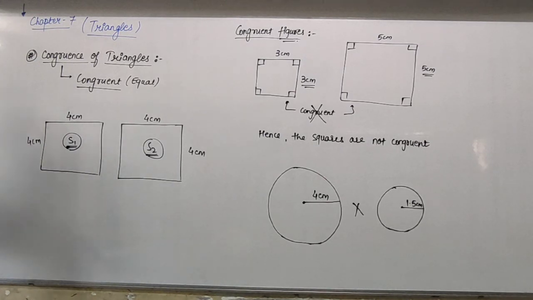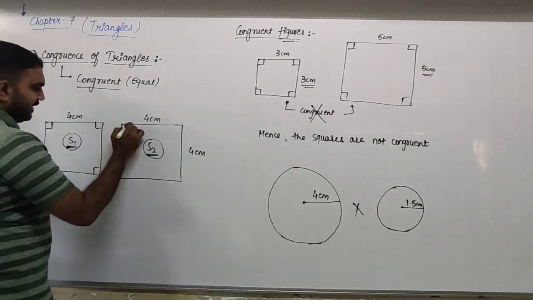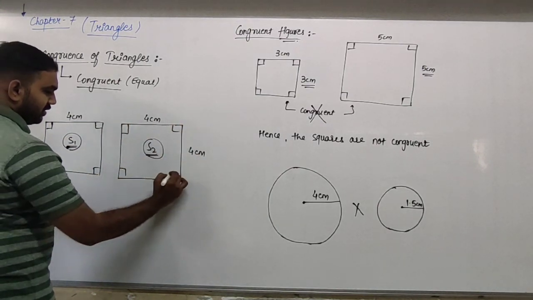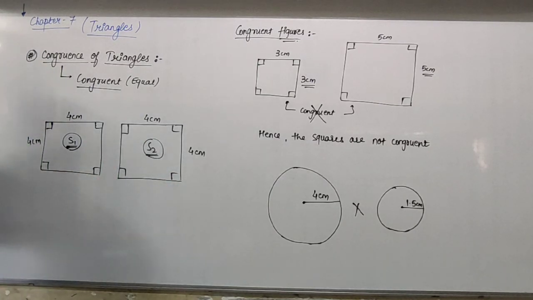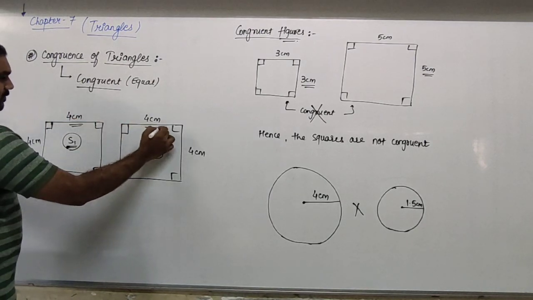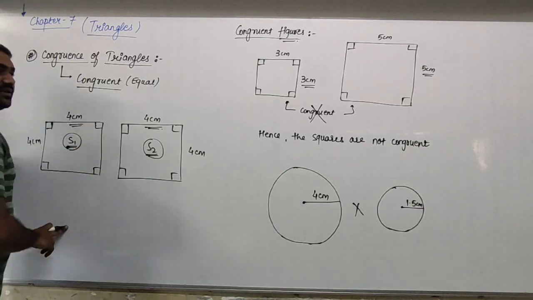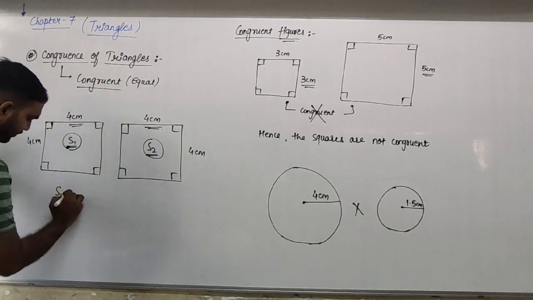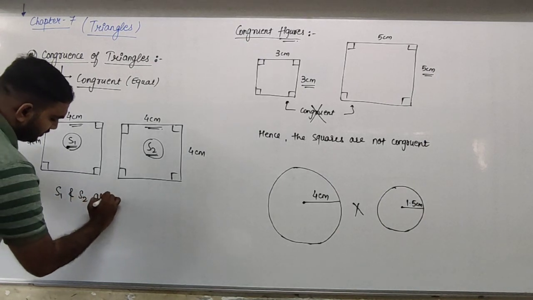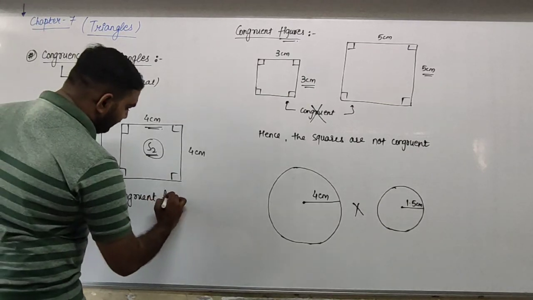So let us say how. Both the squares will have all the angles 90 degree. We know it, right? So that is common. Again, one more thing that is common is that in both the squares the length of the side is 4 cm. So here we can say that square 1 and square 2 are congruent figures.